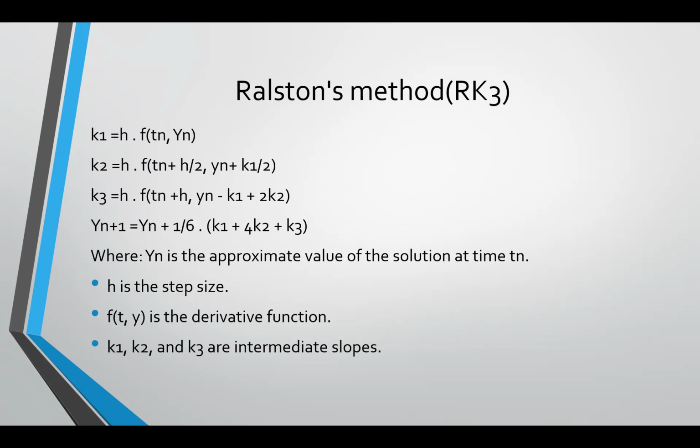These are the steps. K1 is the initial slope, calculated at the beginning of the interval, and K2 is the midpoint slope, which is calculated at the midpoint h by 2 and the K1 estimate. K3 is the final slope. And as you can see, the update step has been modified by using the weighted averages of K1, K2, and K3. Going forward, these are the notations that we are going to use. yn is the approximate value of the solution at time tn, and h is the step size. f of t, y is the derivative function. K1, K2, and K3 are the slopes.